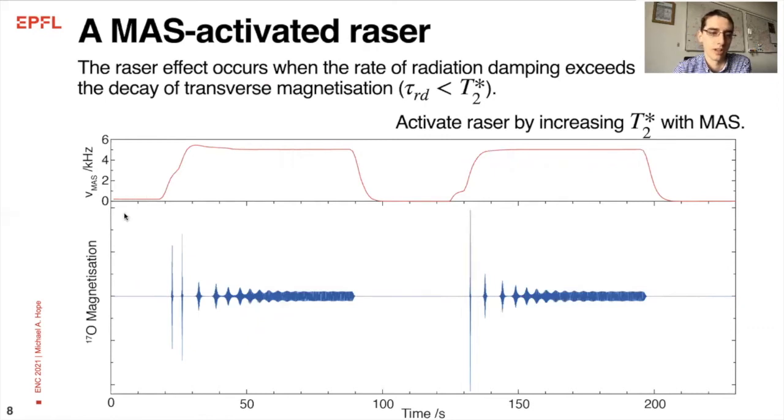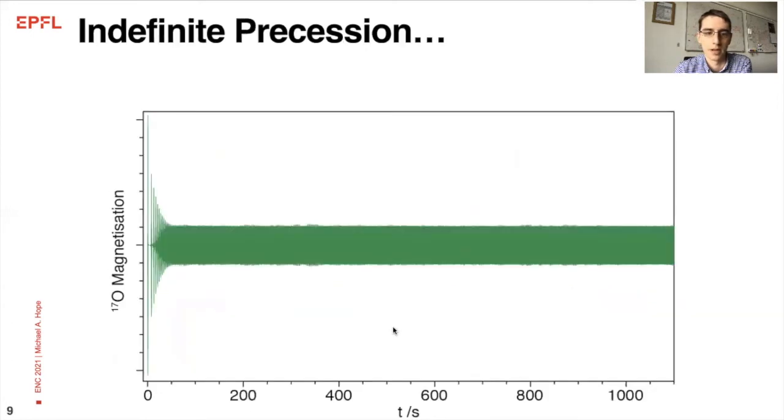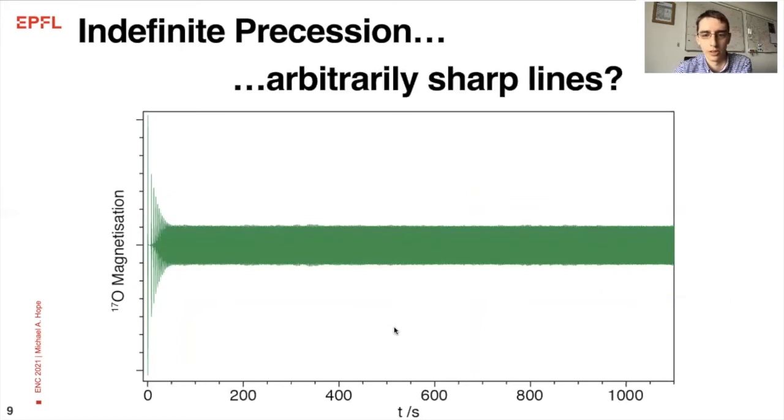When we're static, there's no Raser effect, and as soon as we spin up, we see these bursts of transverse magnetization, and we can reversibly switch the Raser effect by varying the MAS speed. Once we're precessing, this goes on indefinitely, and so in principle, we could get arbitrarily sharp lines in our spectrum.